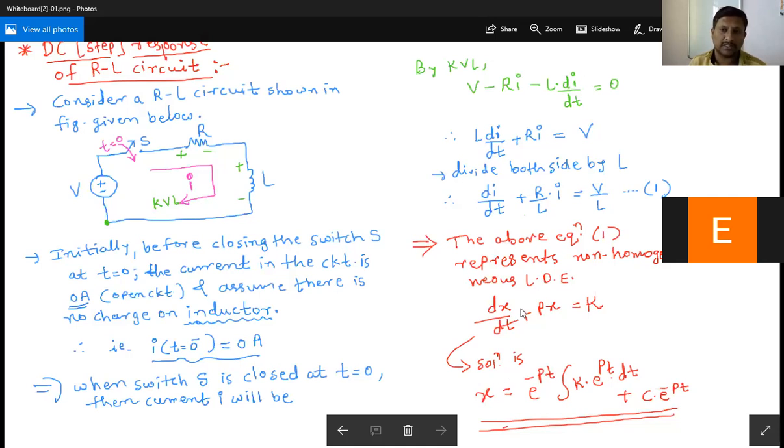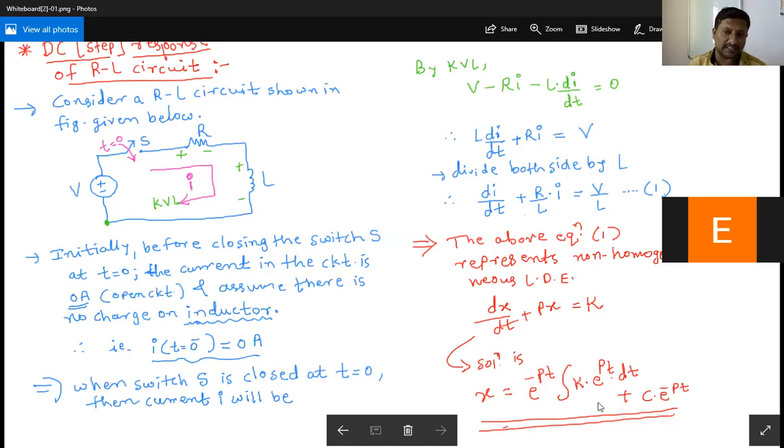So what is the solution of this equation? That is given here. We are finding out x. x is equal to e raised to minus pt integration of k into e raised to pt with respect to t, plus c into e raised to minus pt.